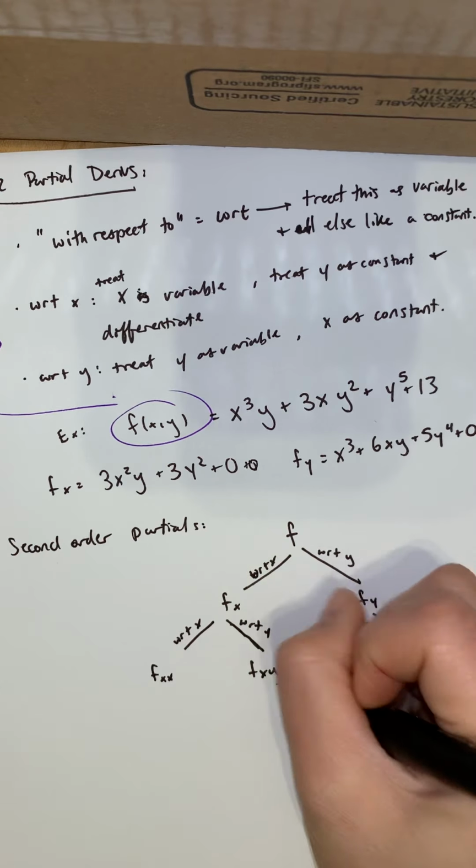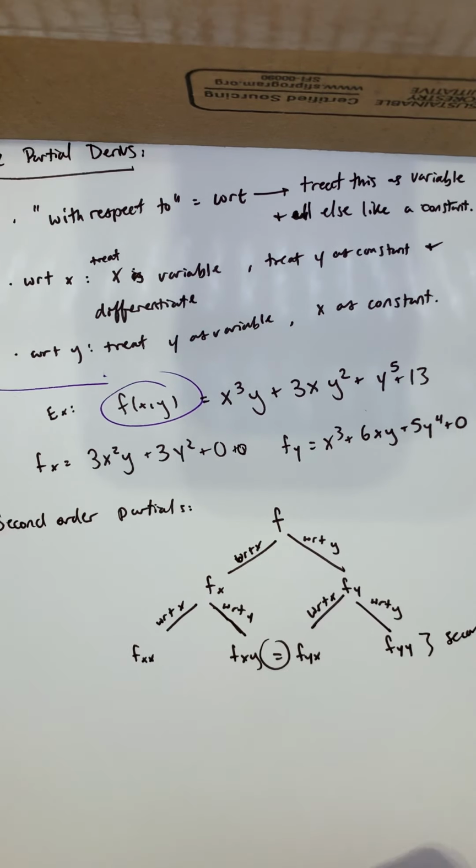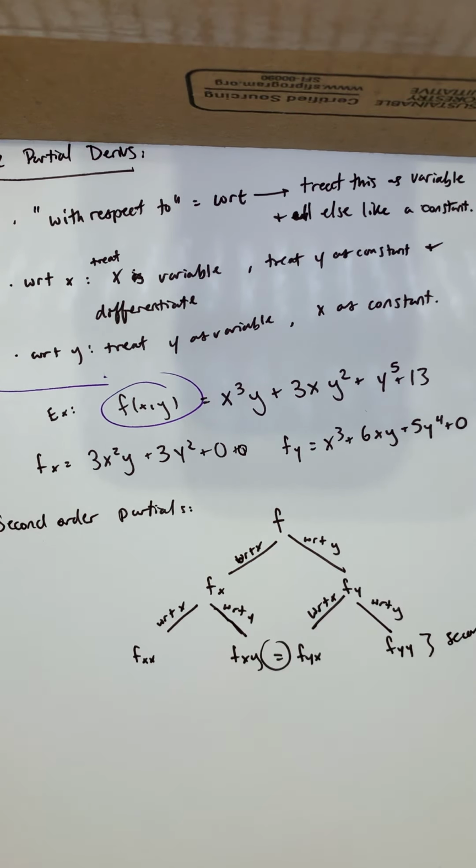And we know that these two are equal in the middle. So it was kind of a good way to check if we had done things correctly. If these two weren't equal, we know that we had done something wrong. Okay.